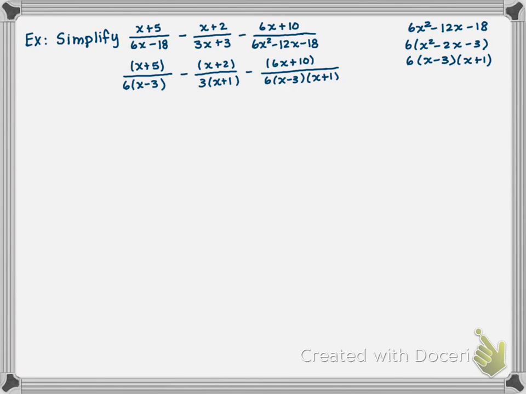So now I want common denominators. So we've got x plus 5 over 6 times x minus 3. Do any of the other fractions have factors in their denominator that I don't already have? The x plus 1, good. Do I need a factor of 3? I don't, because 6 already contains a factor of 3, right? That 6 is 2 times 3, which means I don't need another factor of 3. So all of these already have a factor of 3 in them.